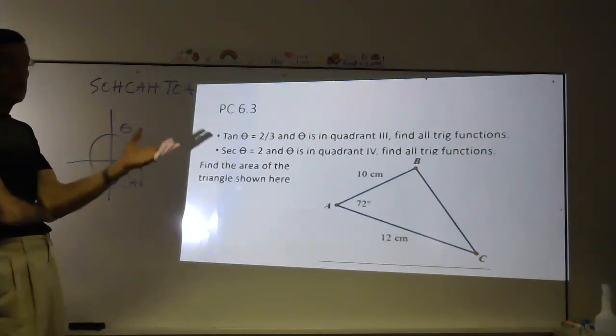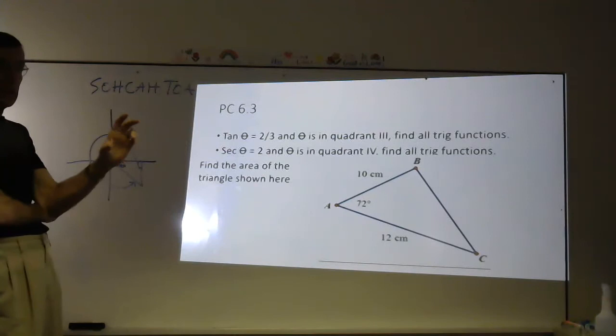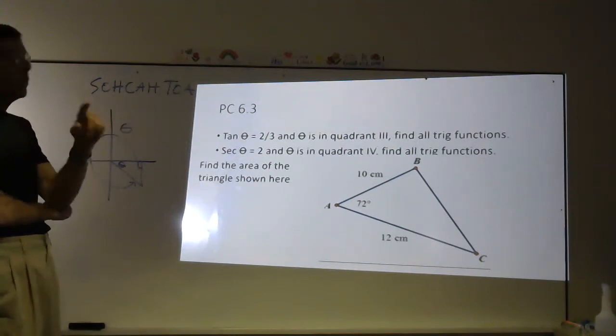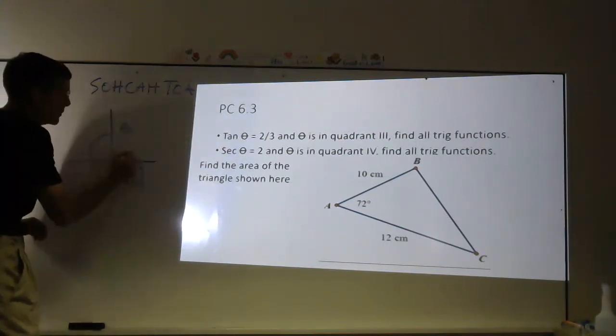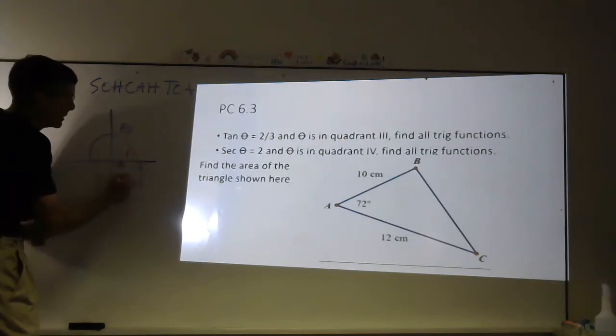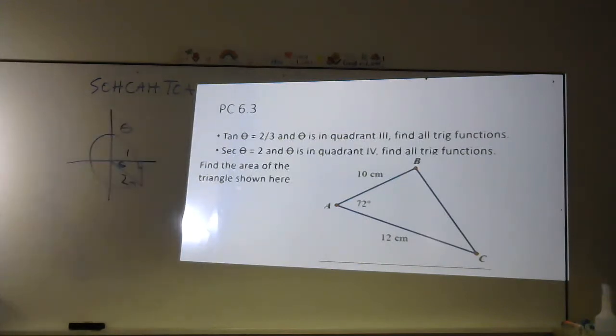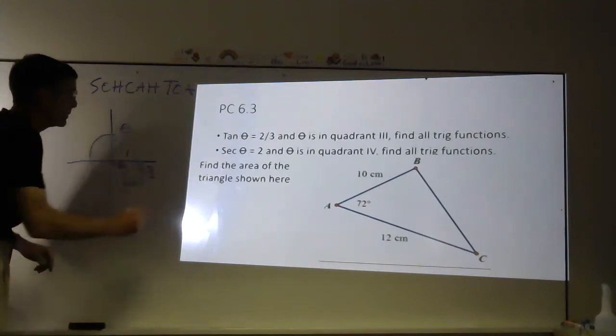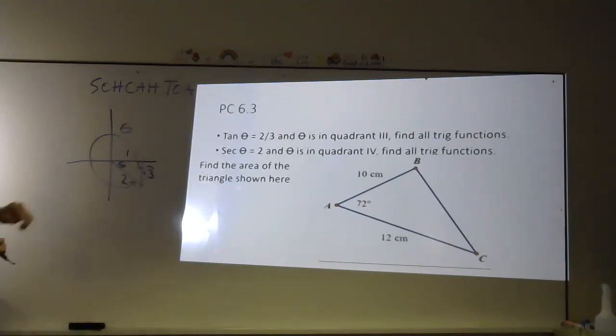So if the secant is 2/1, cosine would have to be 1/2. So cosine is adjacent over hypotenuse, 1/2. Do Pythagorean theorem. 4 minus 1 is 3. This is √3. Okay, 1, 2, √3. That's a 30, 60, 90 triangle, right? Let's find all the trig functions.